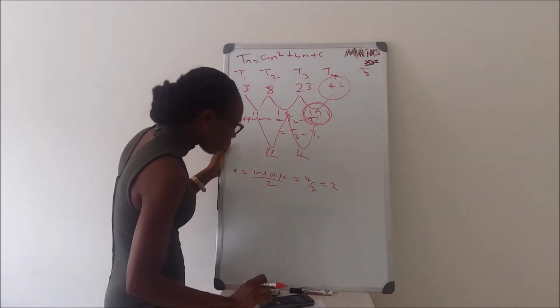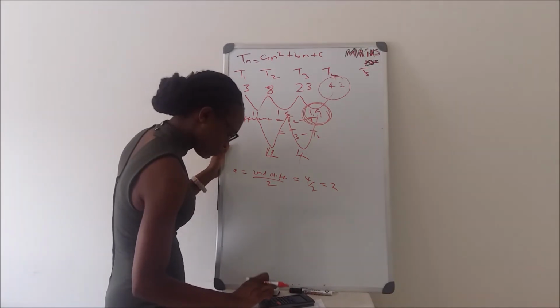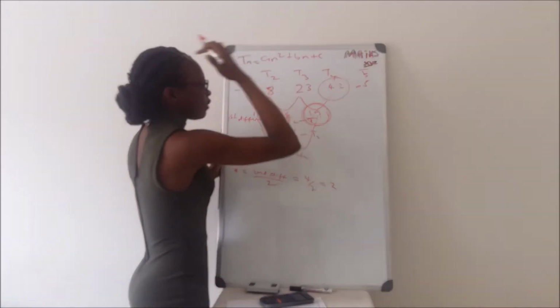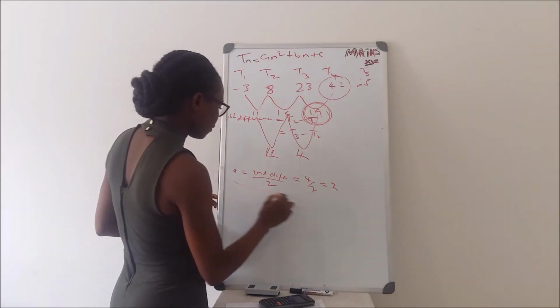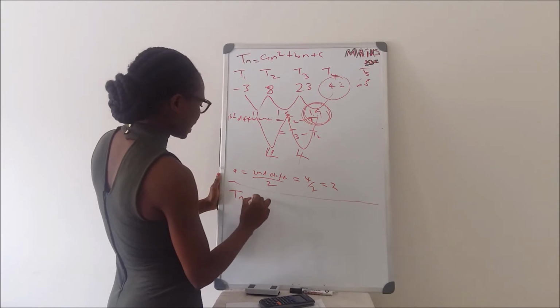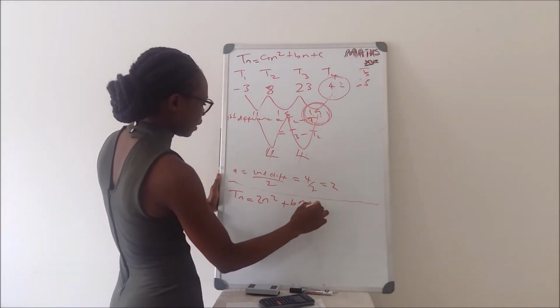Okay, that would be 4 plus 19 plus 42. That gives 65. So our fifth term is equal to 65. Right, now we have that our a is equal to 2. Now let's substitute into the original equation, which is 2n squared plus bn plus c.